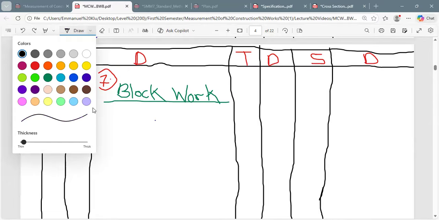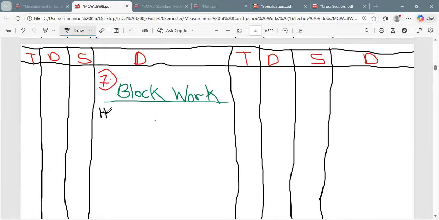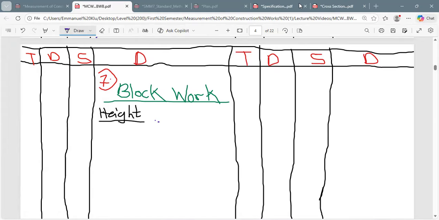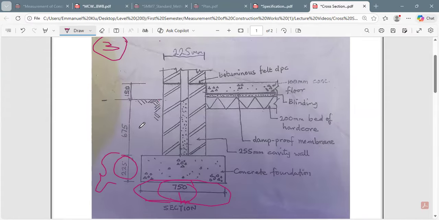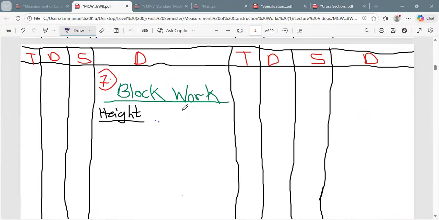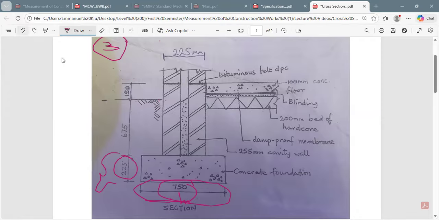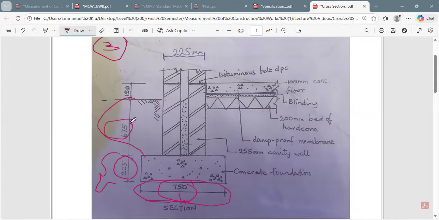So the height of the block wall. You see, this is the height. The height of the block wall is 675. If we subtract the concrete bed, it is just from here up to here. So that is the 675.